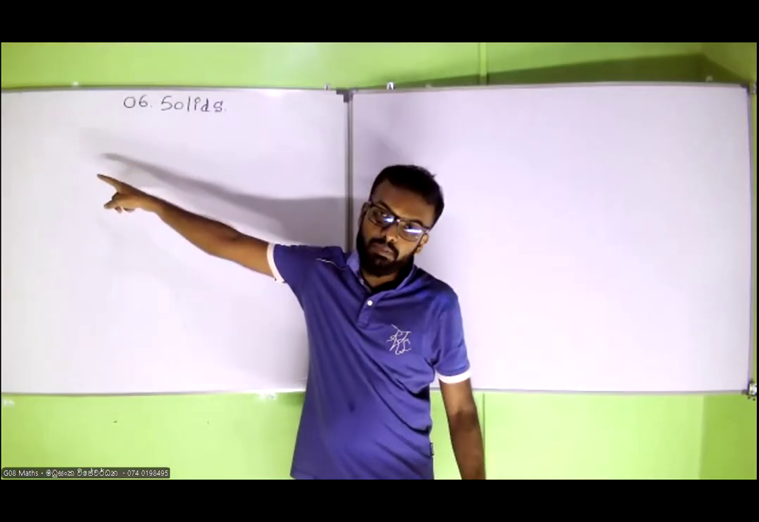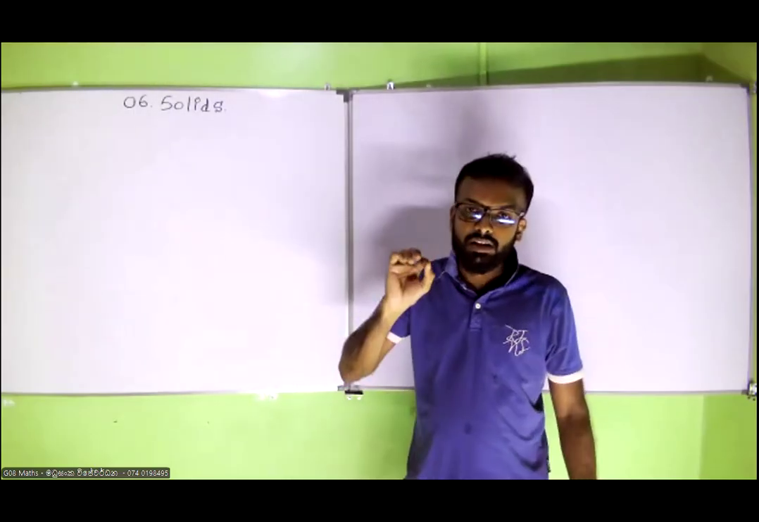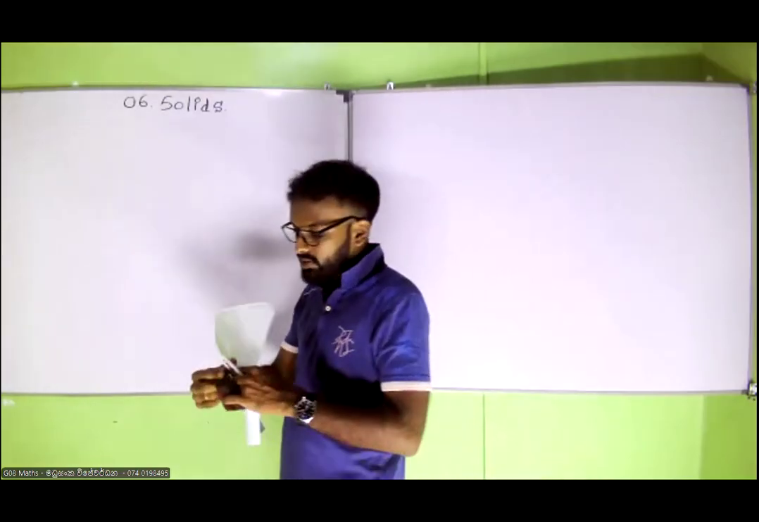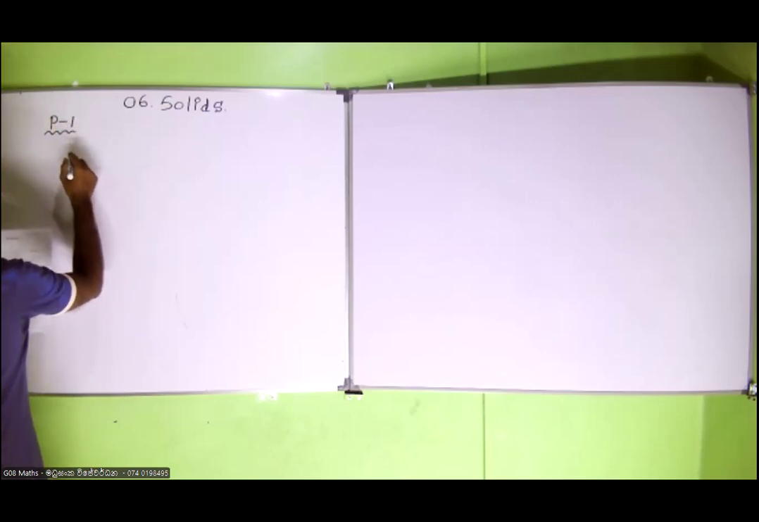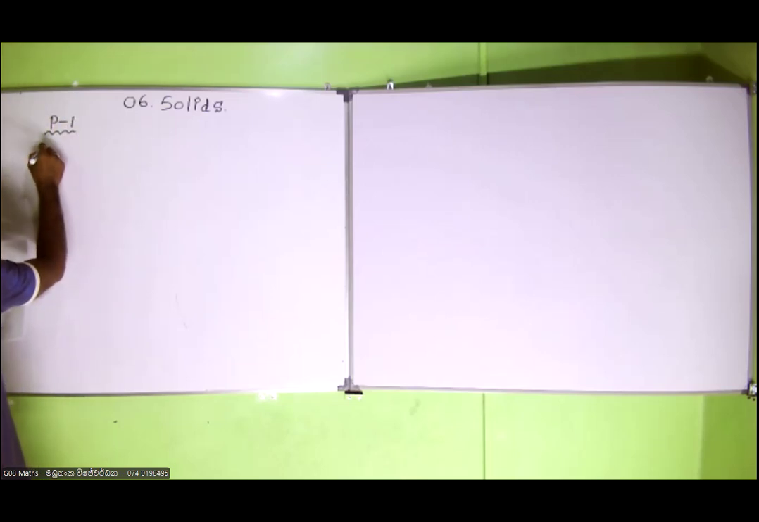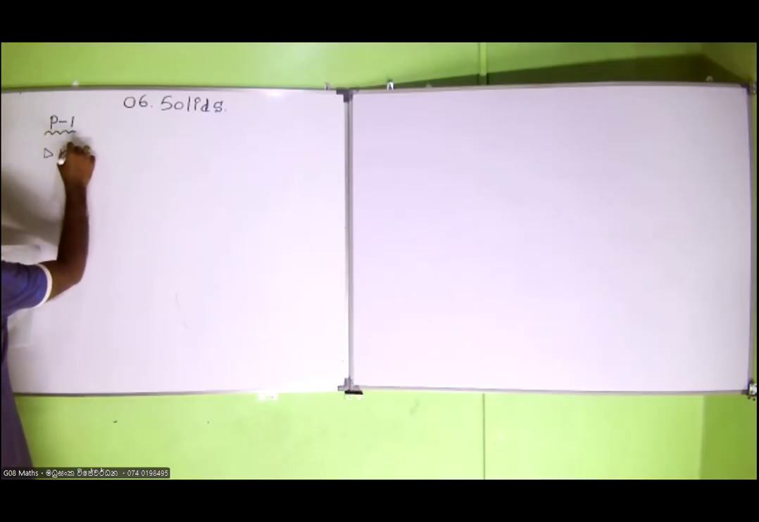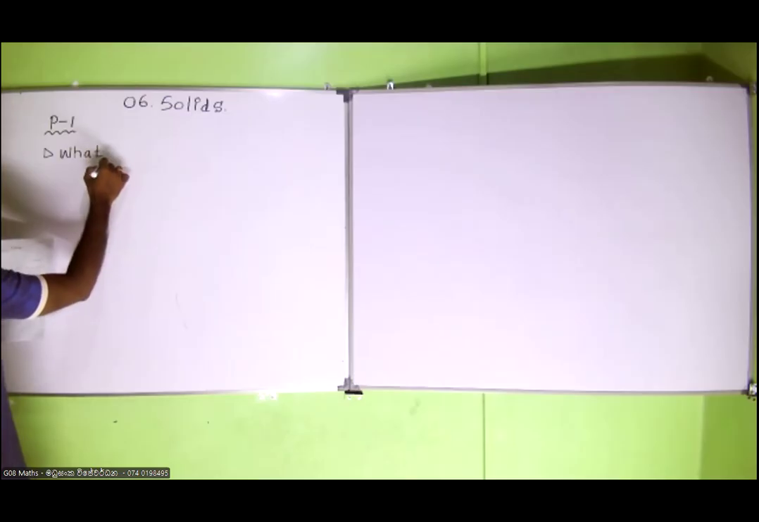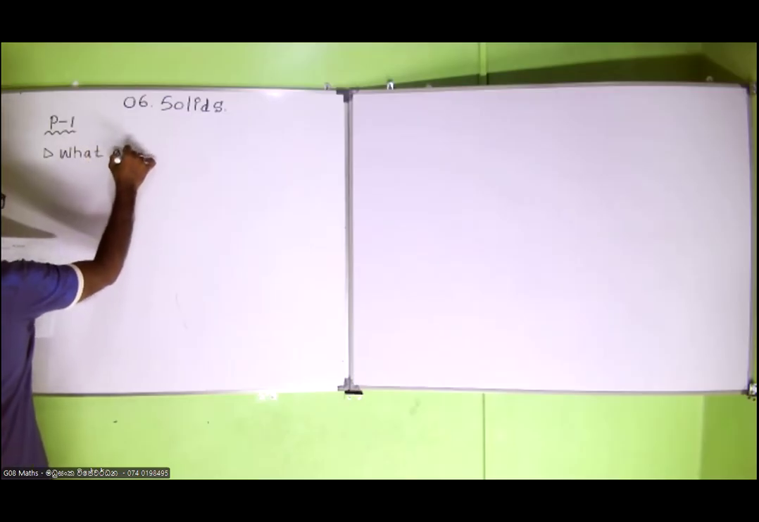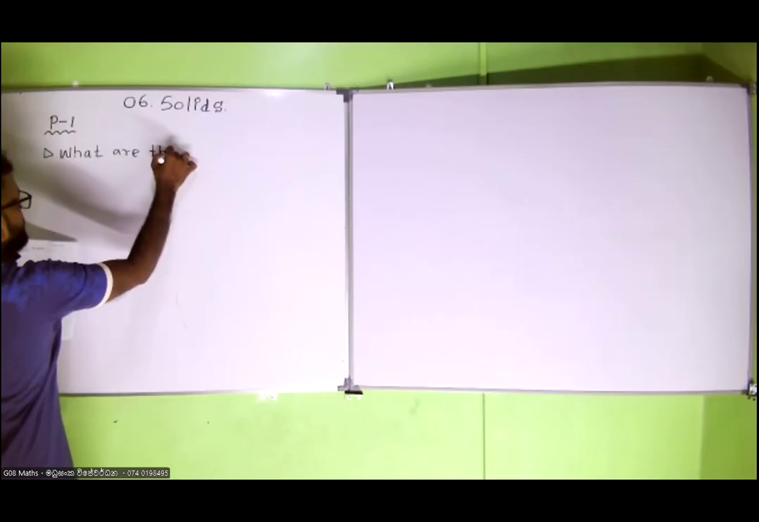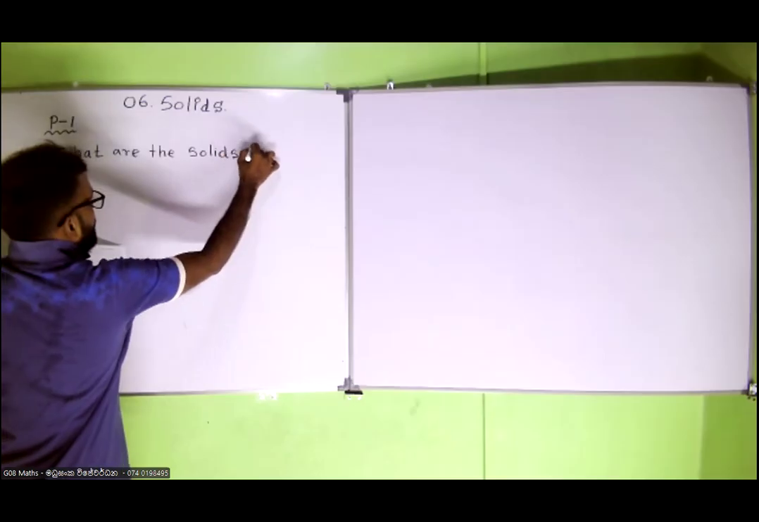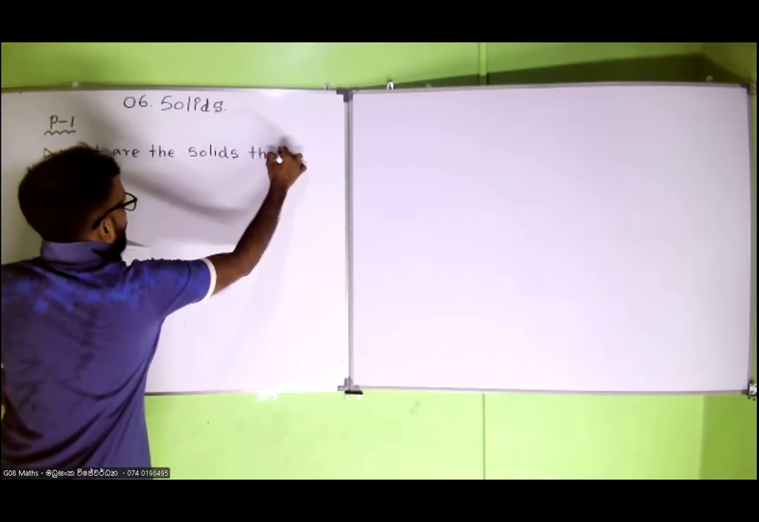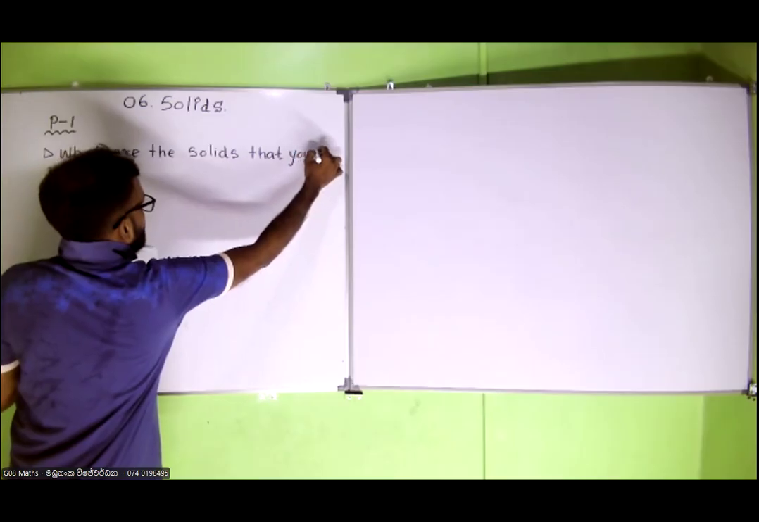I will draw them on the board so that you can refer to them. So first thing, page number 1, first subtitle: what are the solids that you know? These things you already know, so there is no need to write them.